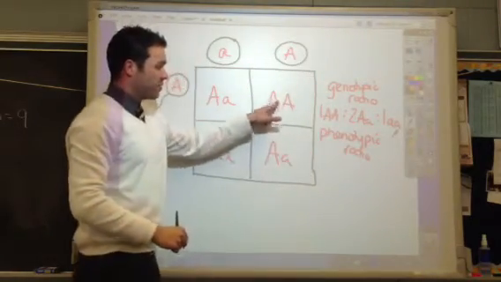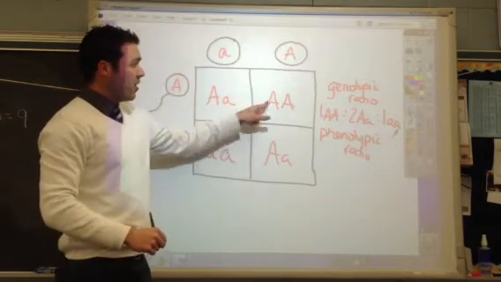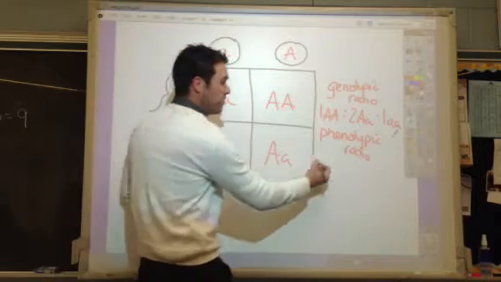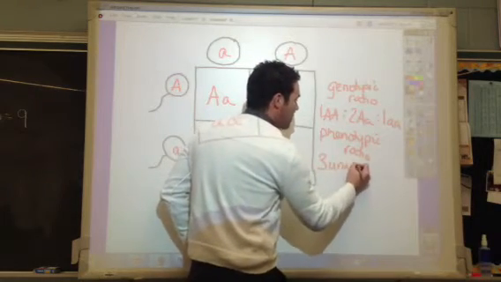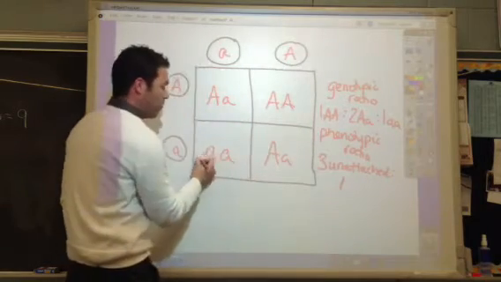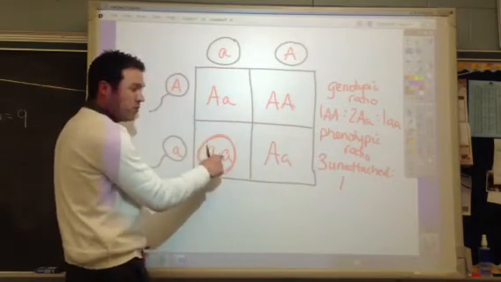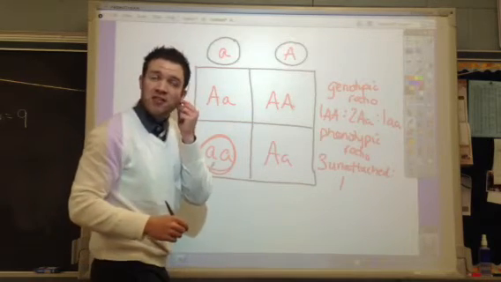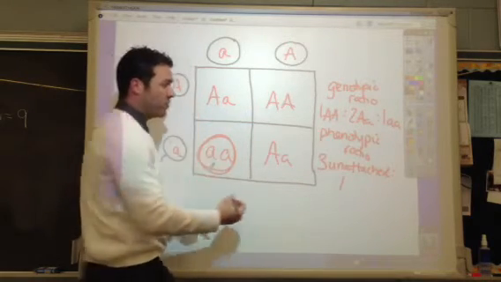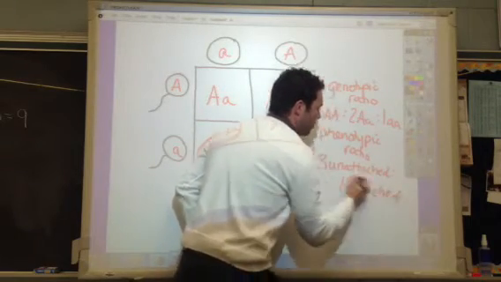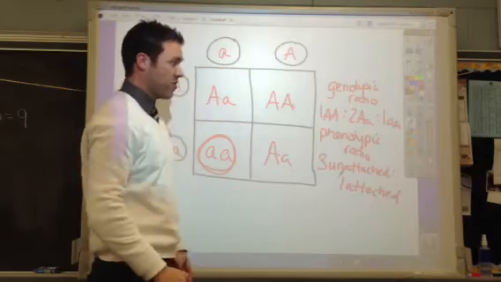Phenotypically, I've got 3 that all have the dominant A, so they all exhibit the dangling ear or the unattached earlobes. So it's 3 unattached to 1. There's only one lone square that has 2 recessive alleles, which means they have to exhibit the attached earlobe because they have 2 recessive. They're homozygous recessive. So they would say 3 unattached to 1 attached.